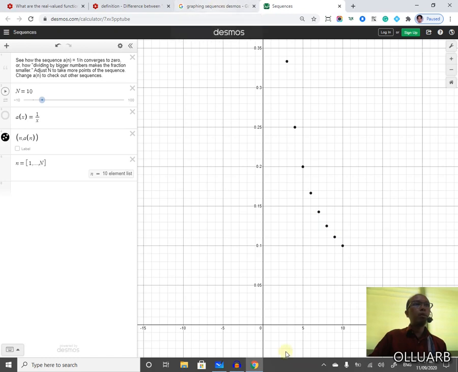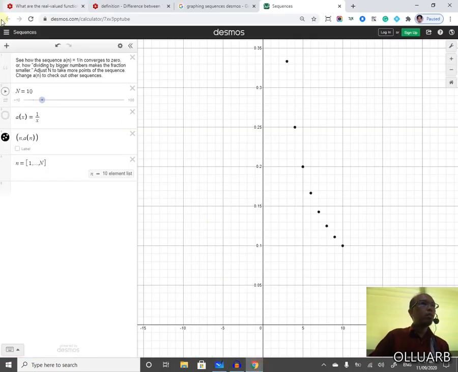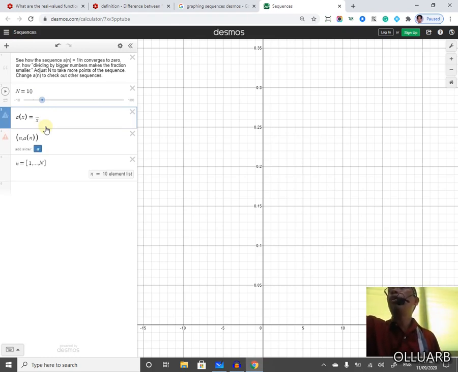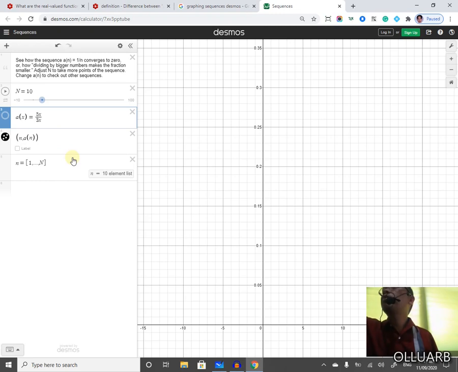Okay, so for example, our example before, 5n over 3n plus 2. If you replace this one as 5x, okay, 5n is 5x over 3x plus 2.